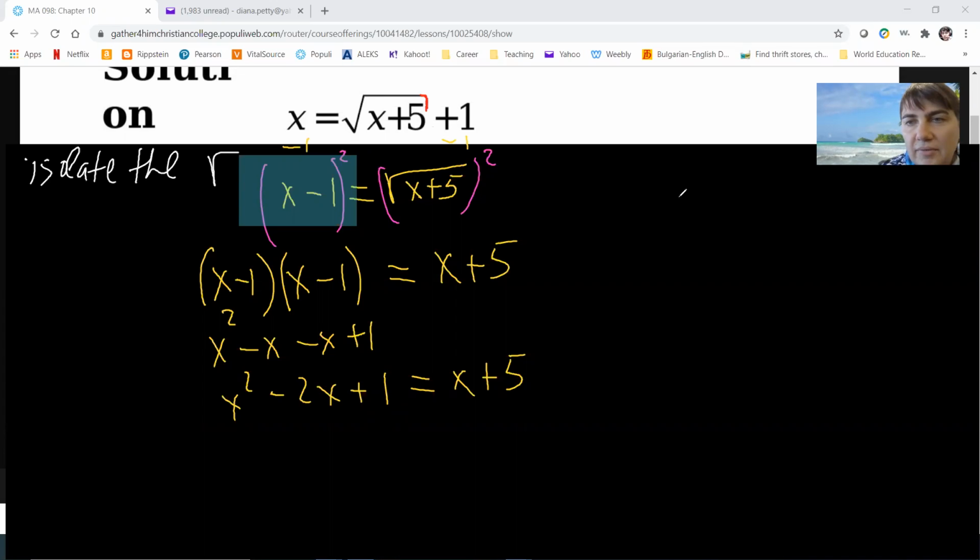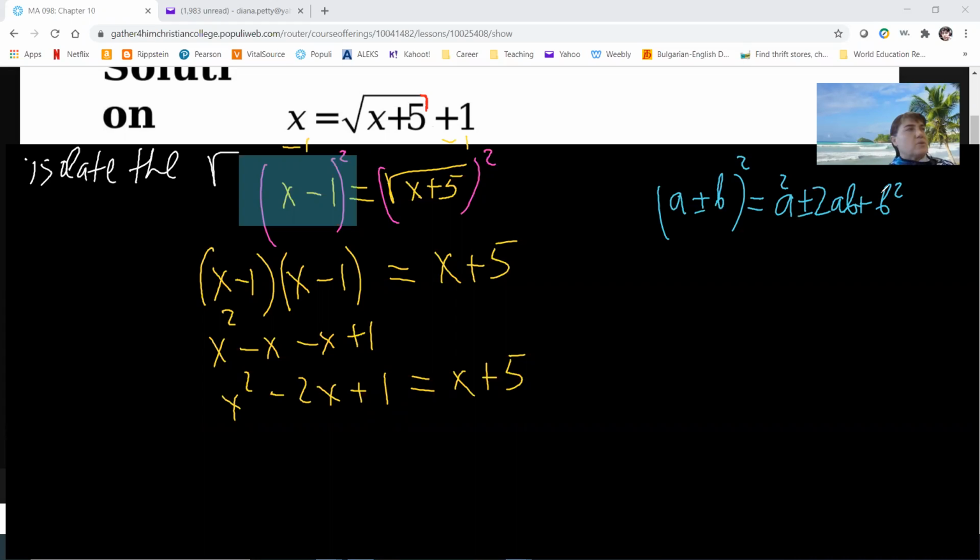Special: you have (a plus or minus b) squared equals a squared plus or minus 2ab plus b squared. The b squared is always plus at the end. This is the trinomial square, is the name. You can just follow it, but it always comes out like this: the first thing squared plus or minus 2 times the first thing times the second thing plus the last thing squared. But again, you don't have to learn it, just FOIL.